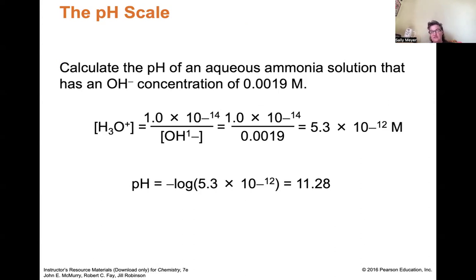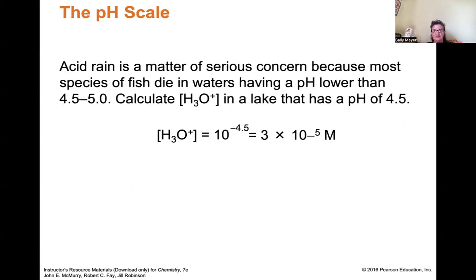So it'll be 5.3 times 10 to the minus 12. Then we can take the negative log of that number, and it also has 2 sig figs. So we're going to have 2 digits to the right of the decimal. The log is 11, so that's an exact number. So we actually went up 2 sig figs when we took the negative log of this number.